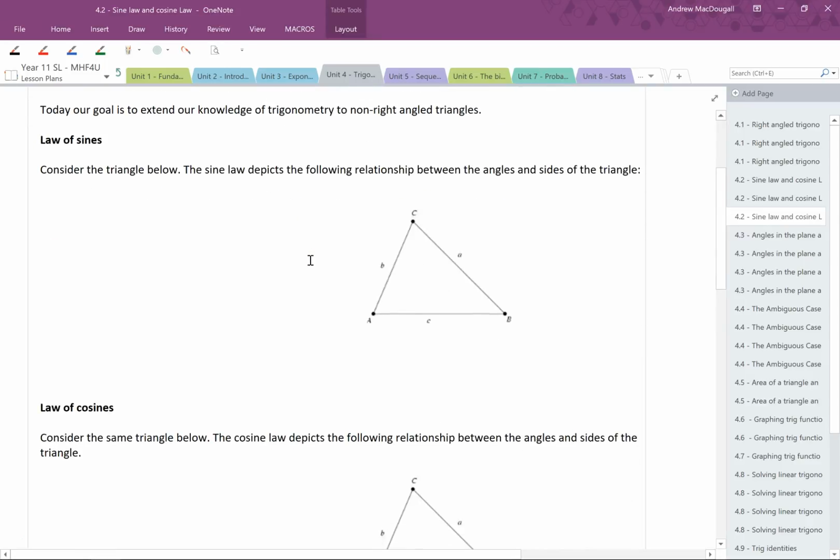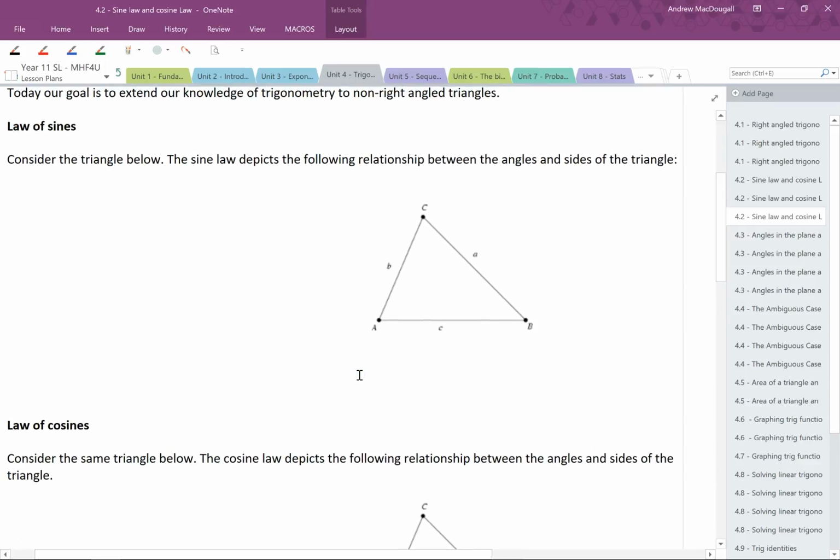So here, let's look at this non-right angled triangle, and note the customary way of labeling it. The angles are given capital letters, A, B, C, and then the side lengths. The side length across from angle A is called little a, the side length across from angle B is little b, and the side length across from big C is little c.